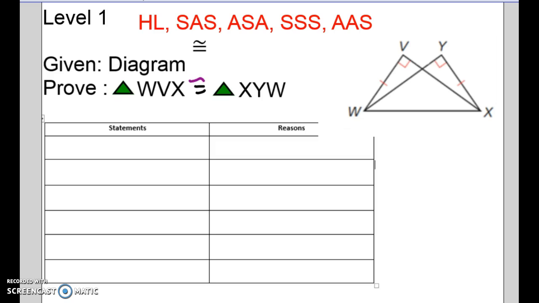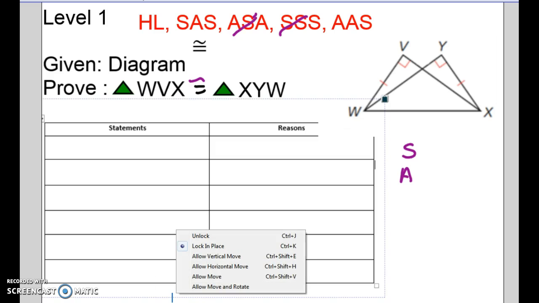And it looks like our diagram is already marked up. I've got WV congruent to XY. I've got angle V and Y, both right angles. So let's see here. If I'm talking about a plan, I've got a set of sides congruent. I've got a set of angles congruent. So that means I'm not going to use side, side, side. I don't have 2 angles, I can't use angle, side, angle. I might be able to use hypotenuse, leg. Do I have a hypotenuse congruent?